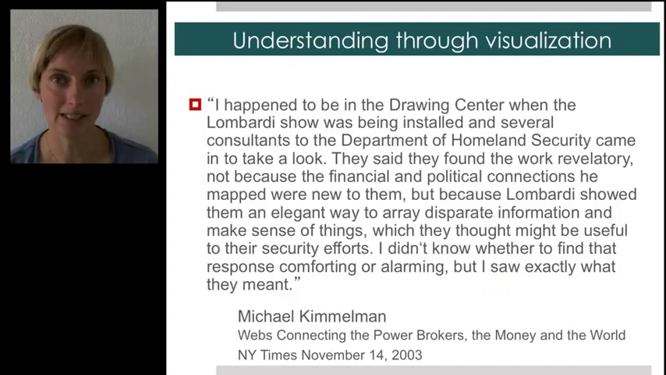Here is Michael Kimmelman, a columnist for the New York Times, commenting on having encountered a few folks from the Department of Homeland Security at an exhibit of Mark Lombardi's art. They found the work revelatory, not because the financial and political connections he mapped were new to them, but because Lombardi showed them an elegant way to array disparate information and make sense of things, which they thought might be useful to their security efforts.